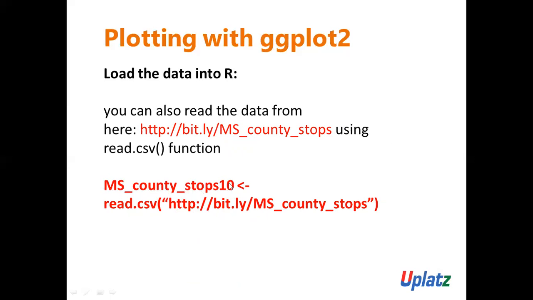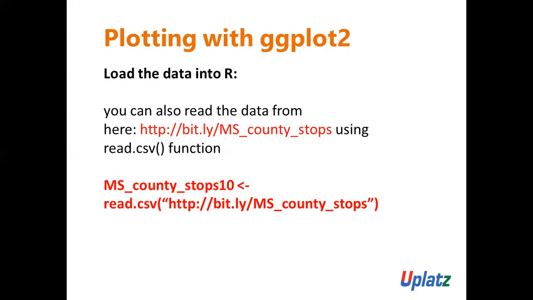Got it. So you are assigning all the data to this one, ms_country_stops10. You can say it's also a CSV file, because the data present here belongs to a CSV file. Even if you want, you can go to this link and verify it. Got it? Now it's up to you how you want to load the data into R.